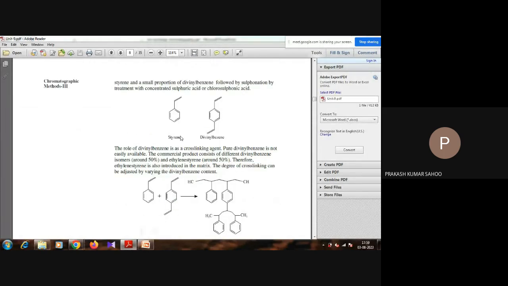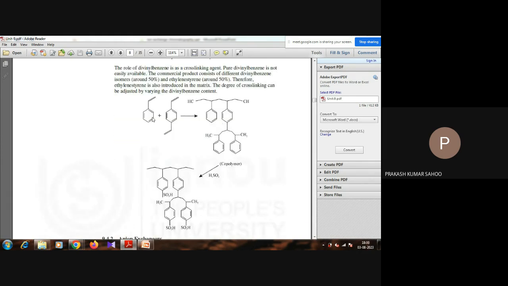Then addition polymerization, where addition occurs. We have two examples: styrene, the benzene containing CH double bond CH2, and divinyl benzene, that is CH double bond CH2, and at the para position we have another CH double bond CH2. If it is at one position, this is styrene. If they are at para position to each other, this is divinyl benzene. So if we add these two compounds, what happens? There will be addition.